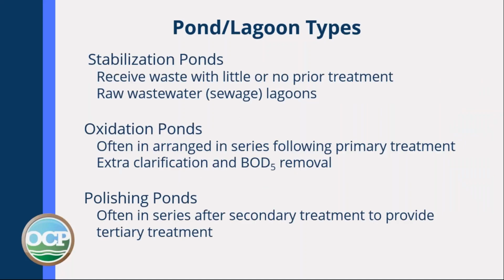Types of ponds and lagoons, you've got stabilization ponds. They receive waste with little or no prior treatment. They're like raw water sewage lagoons and ponds. Oxidation ponds are often arranged in series following primary treatment for extra clarification and extra BOD removal. Polishing ponds are often in series after secondary treatment to provide tertiary treatment. Again, it'll help get rid of some of the solids you have, and it can treat any BOD that's left behind.